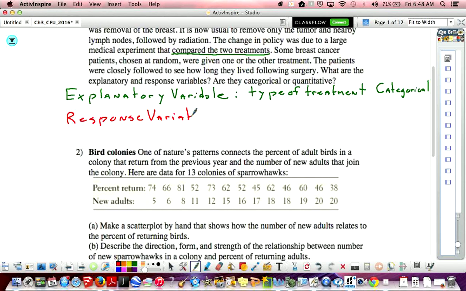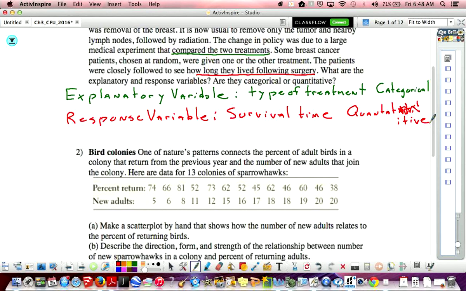So how are they going to measure which treatment seems to be a little bit better than the other? Well, they measure it by how long they lived after surgery. So we could think of that as survival time. If you wrote something like length of time lived after surgery, that's fine. Now that one is quantitative because that is numerical.